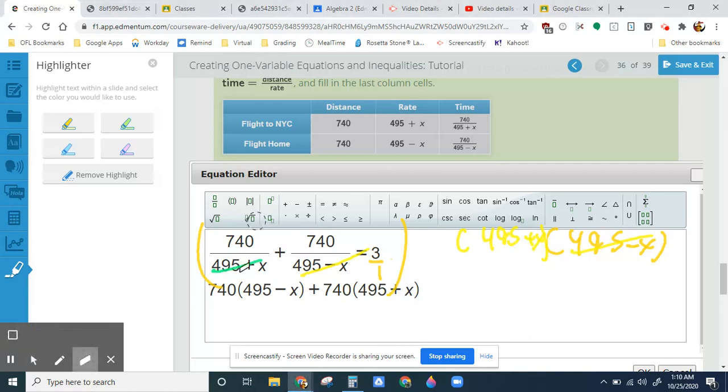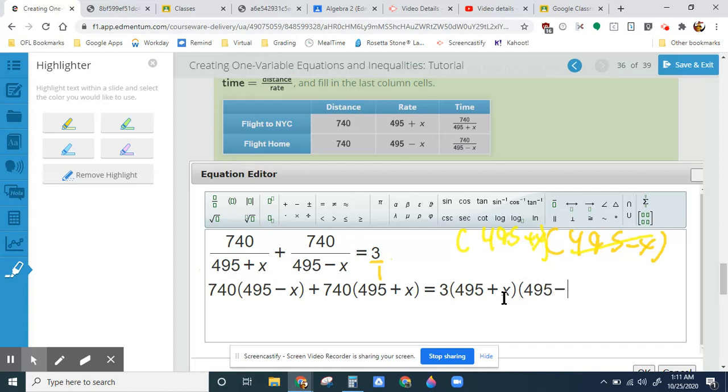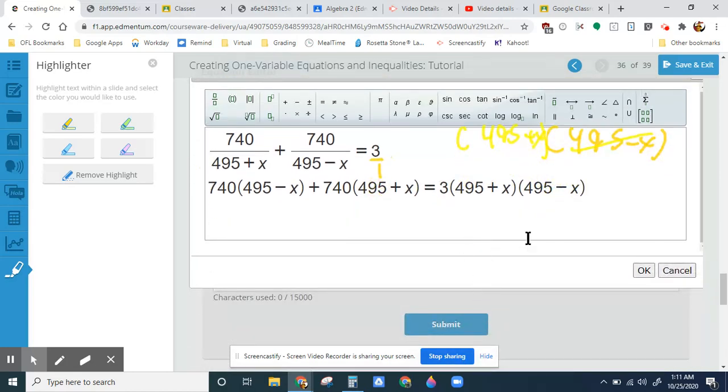Now, unfortunately for the 3, it doesn't have anything in the bottom to really cancel out with. It's just a 1. So the 3 becomes this really, really big mess. It's 3 parentheses 495 plus x times 495 minus x. I hope they don't make us do all the arithmetic for this. I want them to just have us solve it, but let me type it all up. So that's how you do it.